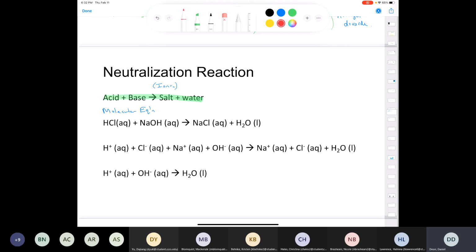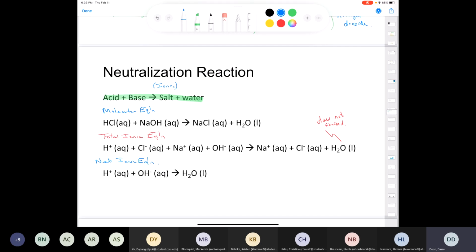The next equation is simply the total ionic equation. We break apart everything that's aqueous into its ions, which is done right here and here. But notice that water is not aqueous. Water is a liquid, okay? It does not ionize. What's the last equation? It's our net ionic equation.